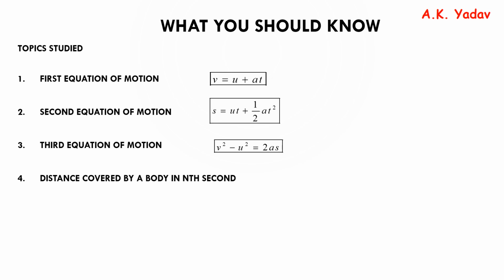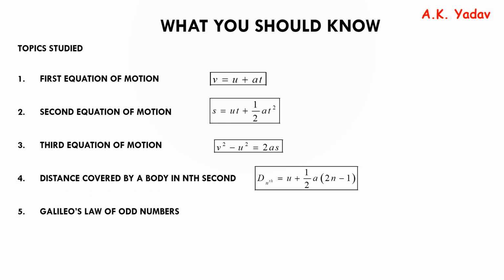2n minus 1, and Galileo's law of odd numbers, which is: the distances traversed during equal intervals of time by a body falling freely from rest stand to each other in the same ratio as the odd numbers, starting with unity, that is 1 is to 3 is to 5 is to 7, and so on.